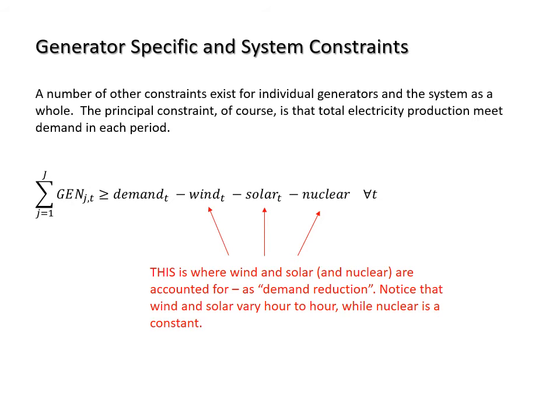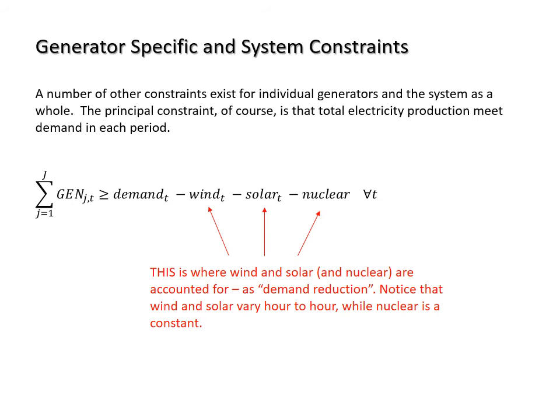That has, cumulatively for the whole portfolio from J equals 1 to capital J, to be greater than or equal to the demand that we're experiencing in each hour, right? And we're going to subtract from the total electricity demand for the system the amount of wind that's available, the amount of solar that's available, and the amount of nuclear that's available.